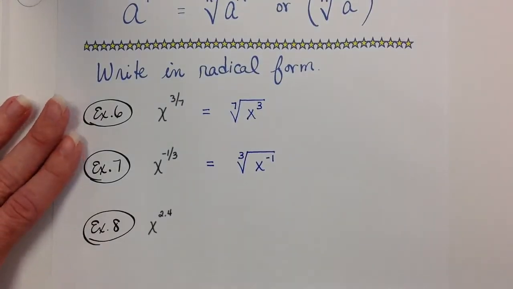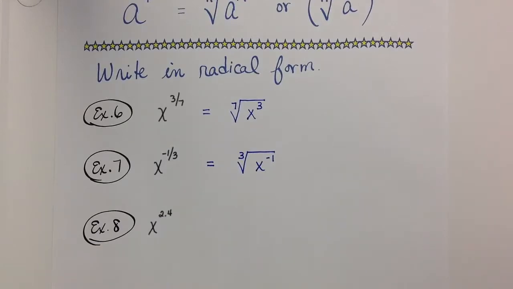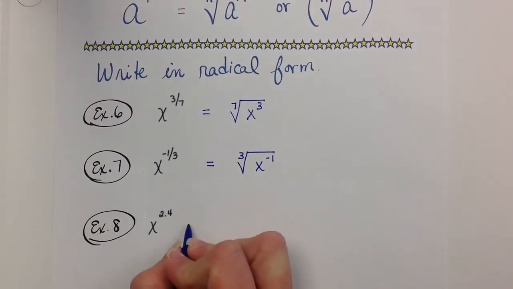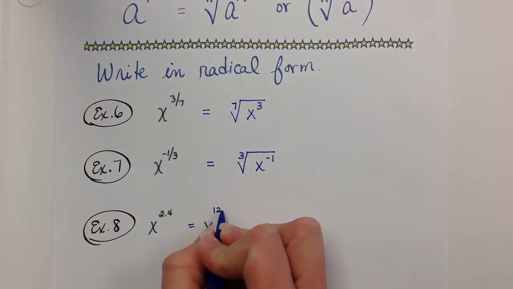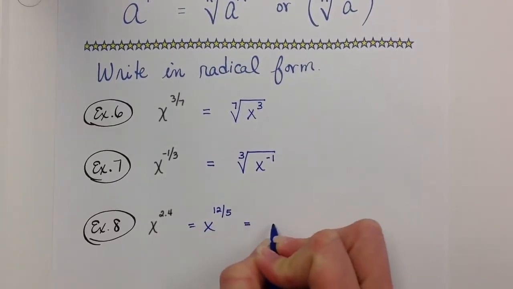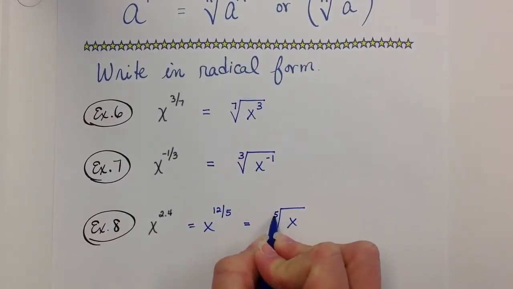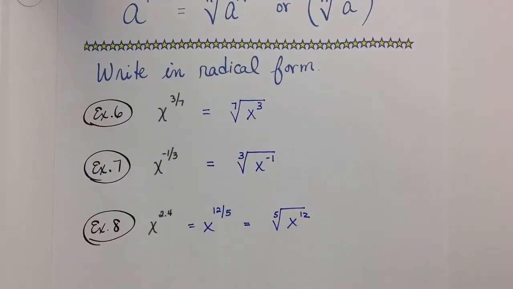All right, the last one here, we have 2.4. What you would have to do anytime that you're given a decimal, and you can use your calculator to do this. If you remember, you can just type it in. Let me put my calculator up here a second. I can put in 2.4, go to math and change it to fraction. So that would be the same thing as 12 over 5. So we're going to rewrite it as x to the 12/5. Now change it over to radical form. So again, your base is x, your bottom number tells you your root, your top number is your exponent.